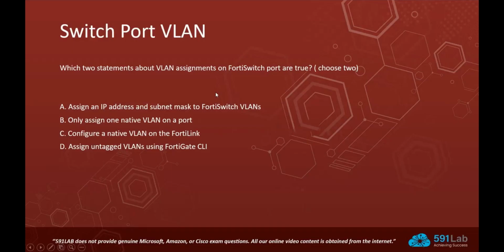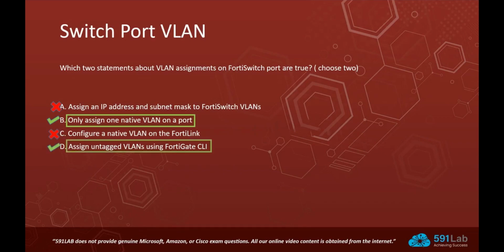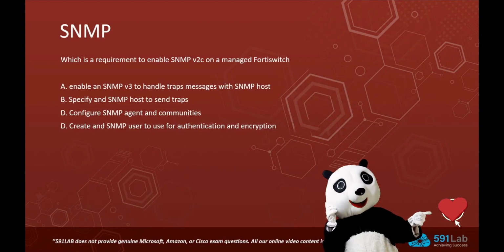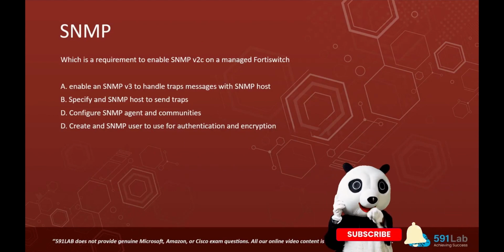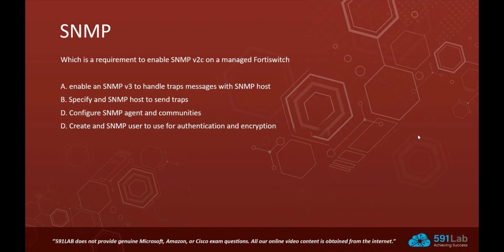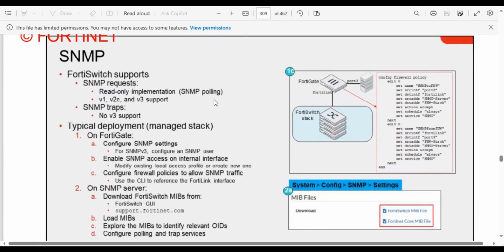According to the information, the correct answers are answer B, only assign one native VLAN on a port, and answer D, assign untagged VLAN using FortiGate CLI. Next question. Which is a requirement to enable SNMP version 2 on a managed FortiSwitch? So this question is asking for SNMP version 2, not about SNMP version 3.